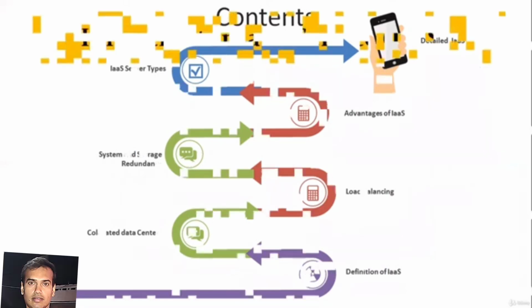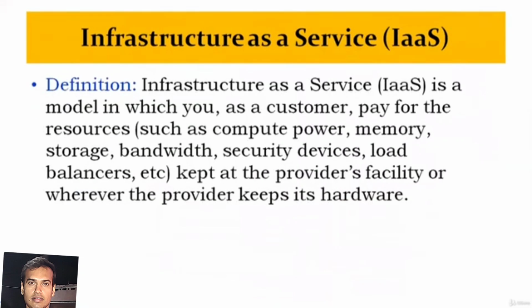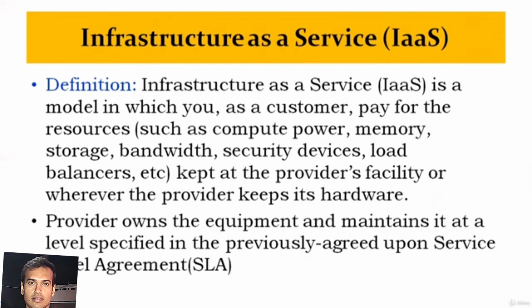So let's get started, starting with the definition. We'll define infrastructure as a service. Infrastructure as a service is a model in which you, as a customer, pay for the resources, such as power, memory, storage, bandwidth, security devices, load balancer, etc. And these resources are kept at the provider's facility or wherever the provider keeps its hardware. In this IaaS, the provider owns the equipment and maintains it at the level specified in the previously agreed upon service level agreement.